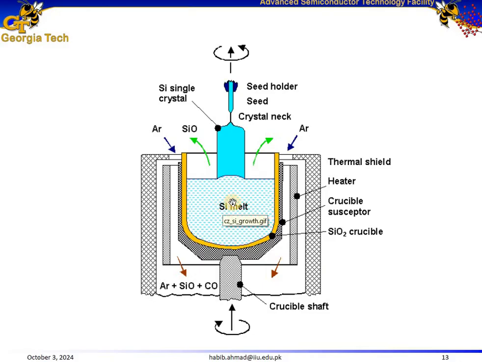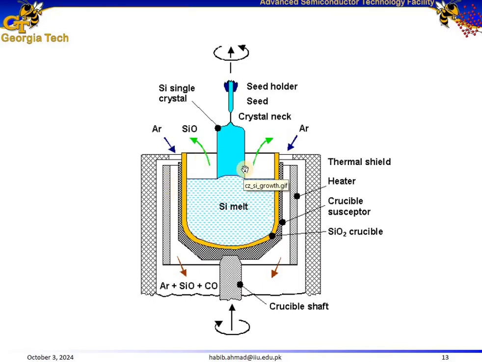So high purity silicon is melted in a crucible made up of silicon dioxide. As you can see, this is the quartz crucible, a silicon dioxide crucible within a furnace, and a small pre-existing single crystal silicon attached to a seed holder is dipped into the molten silicon. The crucible is made up of silicon dioxide. It can hold the molten silicon, and it's heated externally using heaters surrounding the crucible.